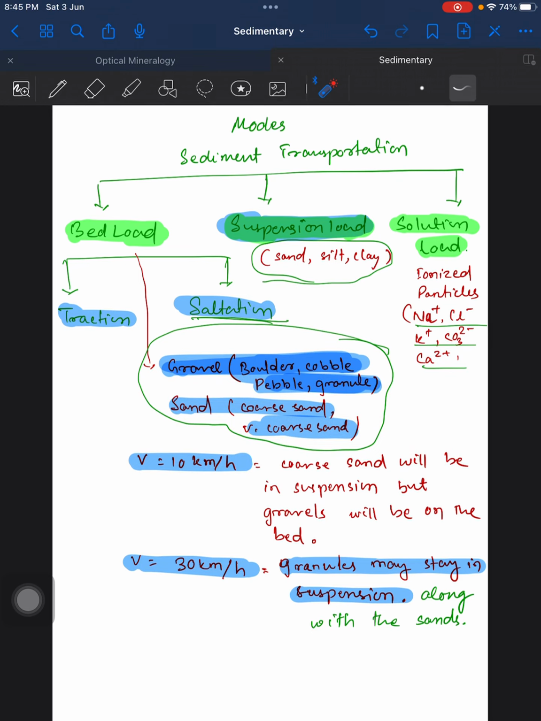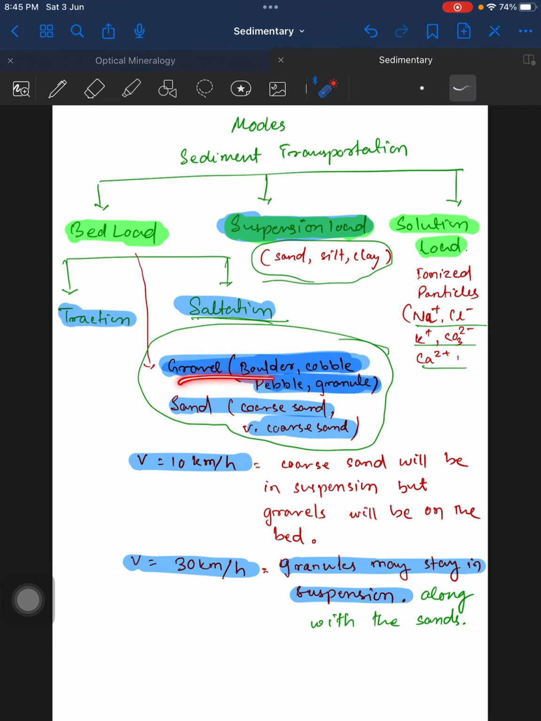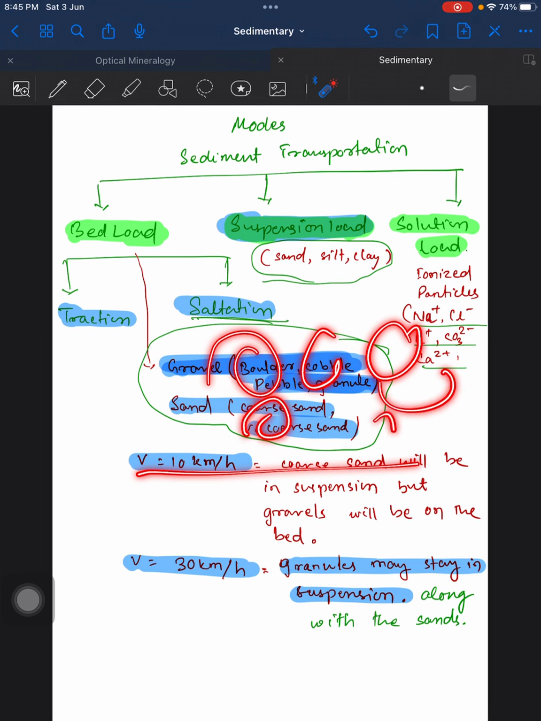In traction, in the bed load our particles are gravel size and coarse sand size particles, and they will be traveling in the bed load. But this depends upon the velocity. Sometimes the gravel size particle does not go in the bed load, and it goes into suspension because the velocity is very high.